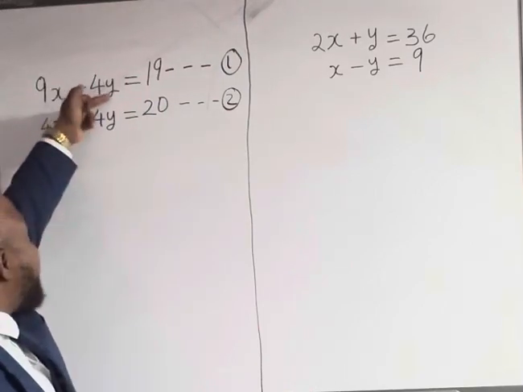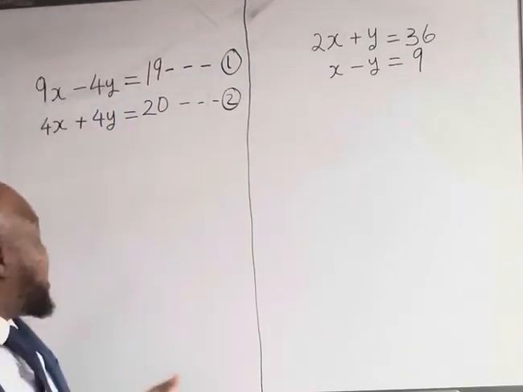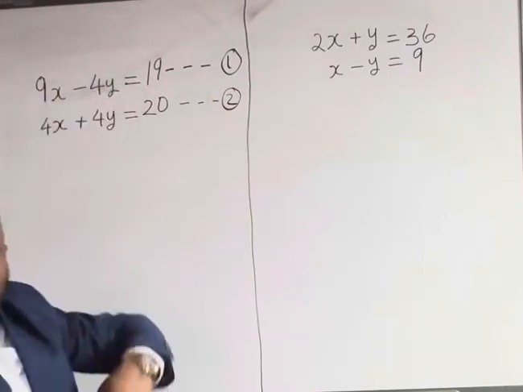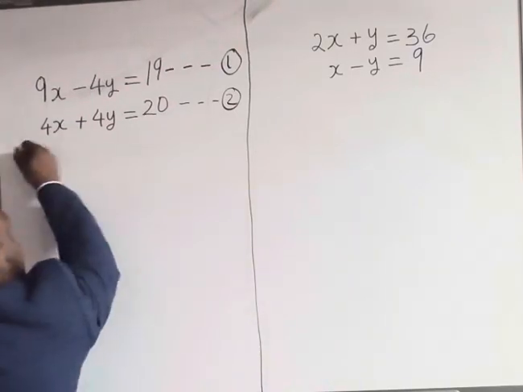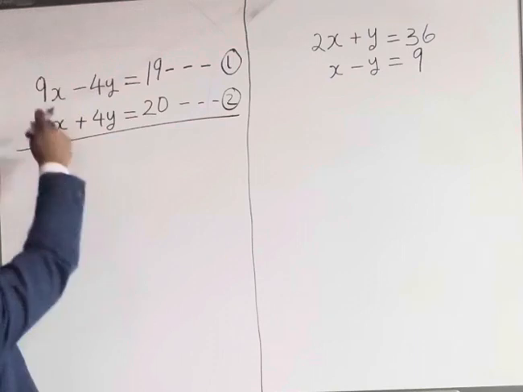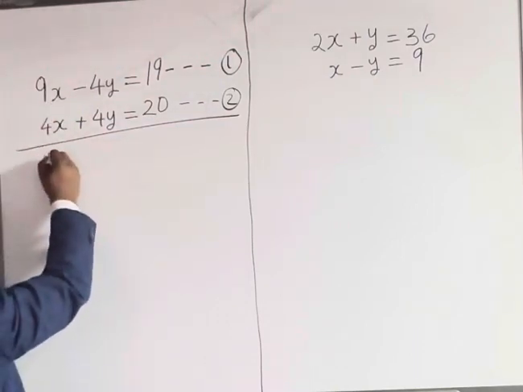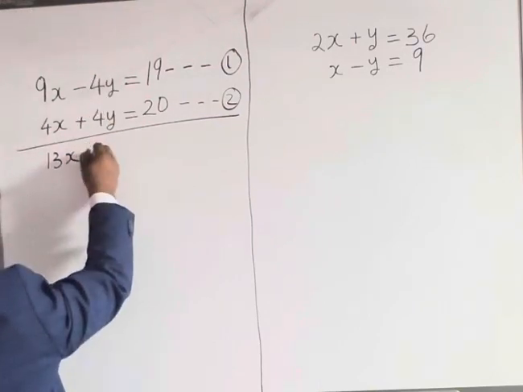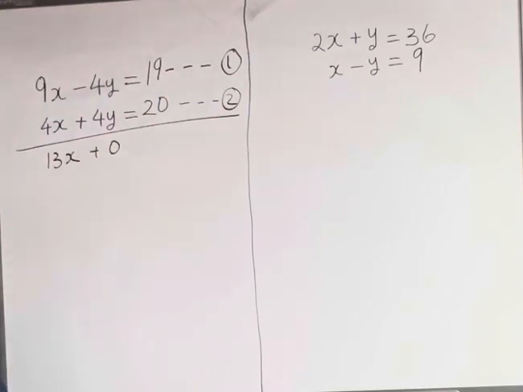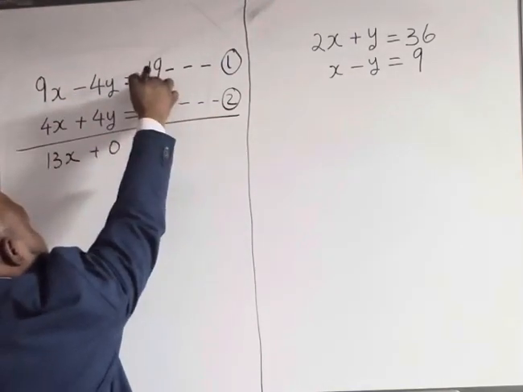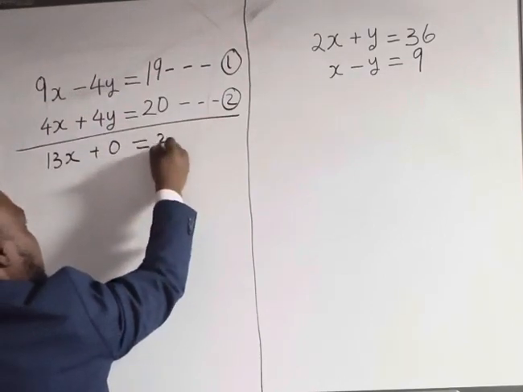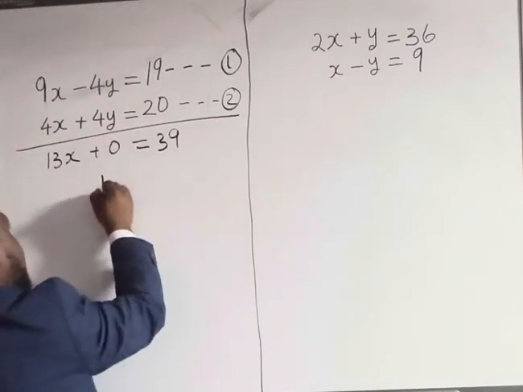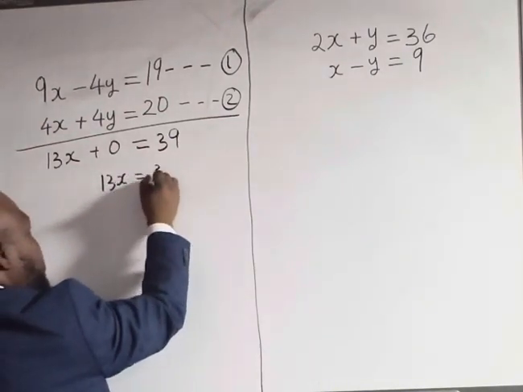We have minus 4y here and plus 4y here, which means we can just add the two equations. If you add the two equations, the 4y and minus 4y will go away. Let's do that. 9x plus 4x gives us 13x. Minus 4y plus 4y gives us 0. And 19 plus 20 gives us 39. So we now know that 13x is equal to 39.